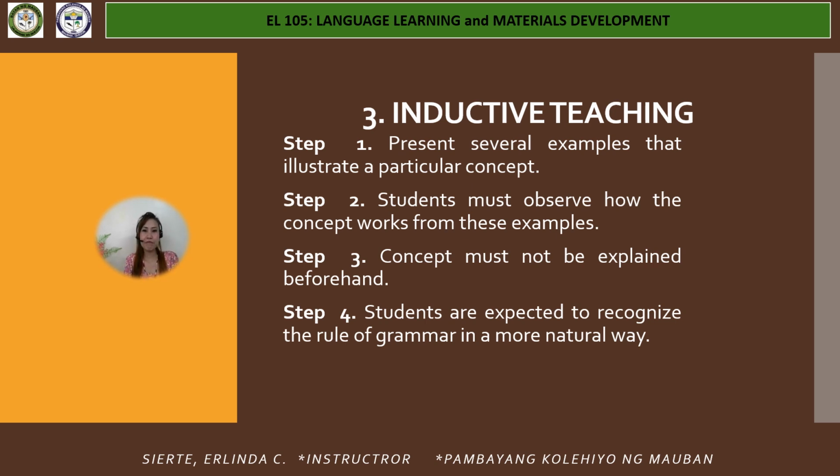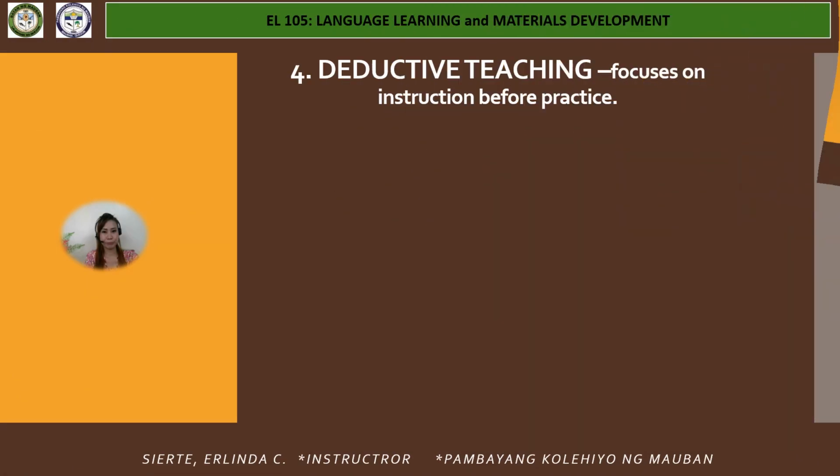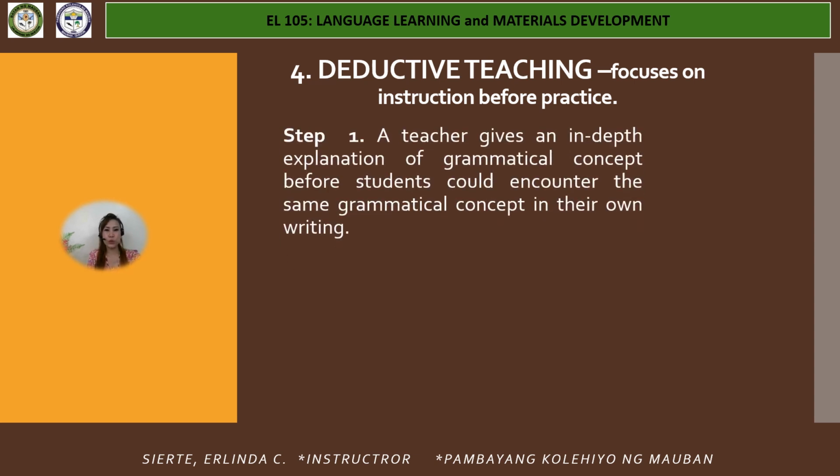So when we say inductive teaching, the main goal of the inductive teaching method is the retention of grammar concepts, with teachers using techniques that are known to work cognitively and make an impression on students' contextual memory. How about deductive teaching? It focuses on instruction before practice. So step 1, a teacher gives an in-depth explanation of a grammatical concept before students could encounter the same grammatical concept in their own writing.